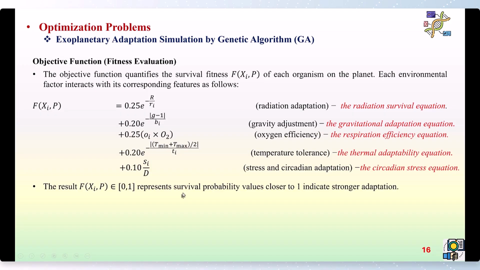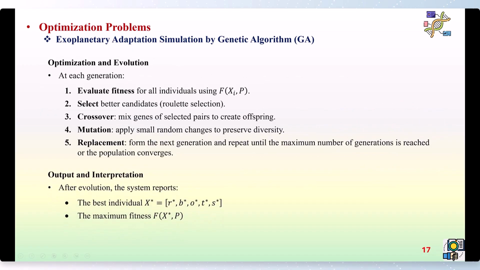Values close to 1 indicate stronger adaptation. So at the optimization level, at each generation we evaluate the fitness of all individuals using the objective function f. Select the better candidates, using the traditional selection method. Crossover, which mixes genes of selected pairs to create offspring. Mutation, which applies small random changes to preserve diversity. And finally, we have the replacement to form the next generation, and we repeat until the maximum number of generations is reached or the population converges.